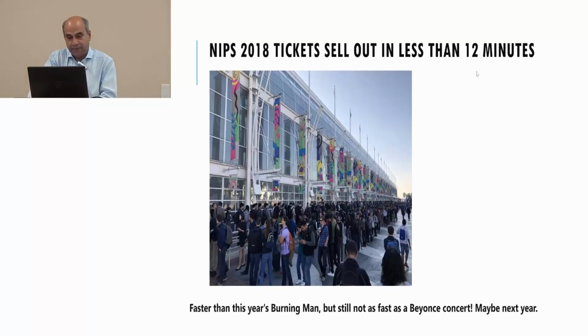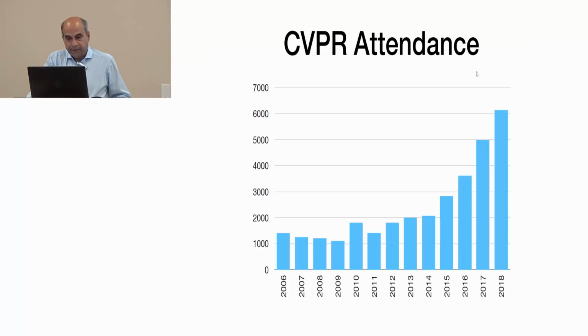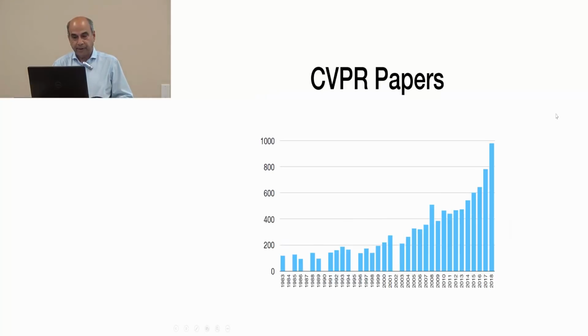So that is a special phenomenon happening with deep learning. And this is the CVPR attendance. As you see, 10 years ago we used to have very few. Now it has drastically increased. Now we have 6,000 from 1,000 to 2,000, from 6,000, which is amazing. And the same is true for the number of papers.